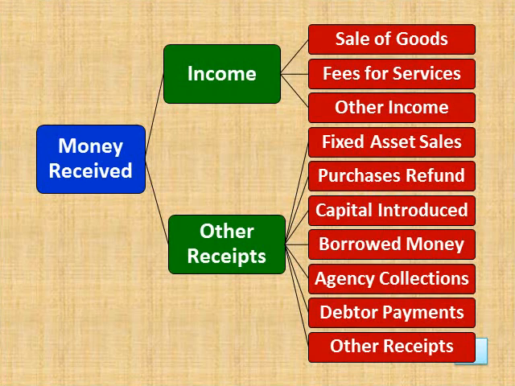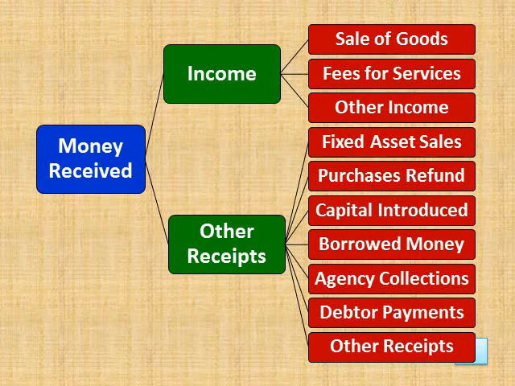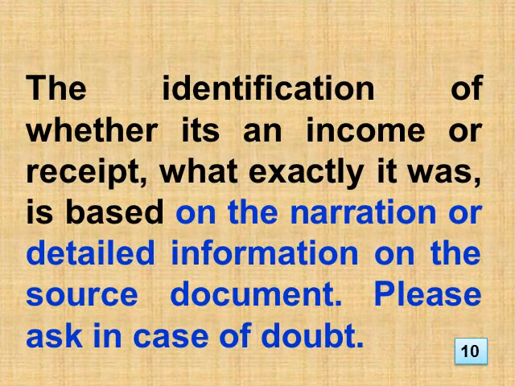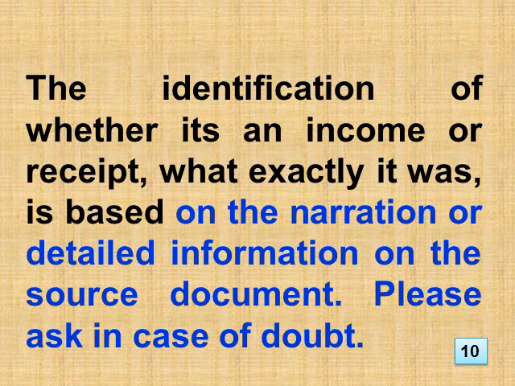Money received is either an income or a receipt. Income comes from the sale of goods, fees for services, or other income. Receipts are for either fixed asset sales, purchases refund, capital introduced, borrowed money, agency collections, debtor payments, or other receipts. The identification of whether it's an income or receipt, and what exactly it was, is based on the narration or detailed information on the source document. Please ask in case of doubt.